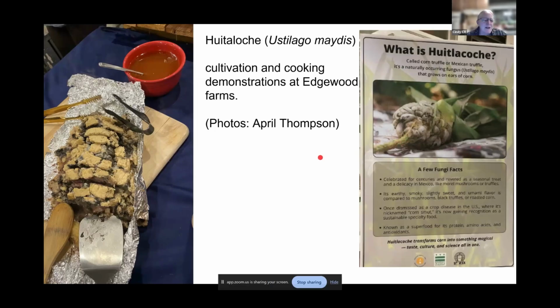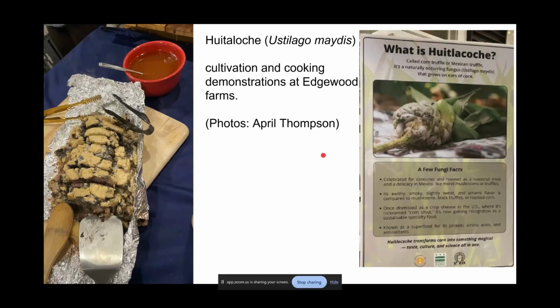On the left is one of the examples of a dish prepared at that event, and I think it's masa flour and huitlacoche in a roll and then roasted. April, if you want to unmute yourself and say another word or two about it. Sure, sure. It sounded like it was an amazing workshop.